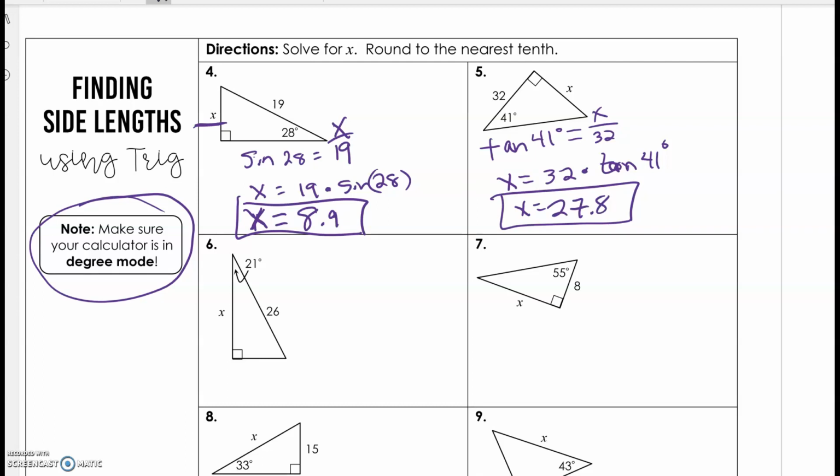Let's look at example 6. So 6, I've got an adjacent side over hypotenuse. That lets me know I'm dealing with a cosine. So cosine of 21 degrees is equal to x over 26. X is equal to 26 times the cosine of 21 degrees. And then I figure out that x is equal to 24.3.